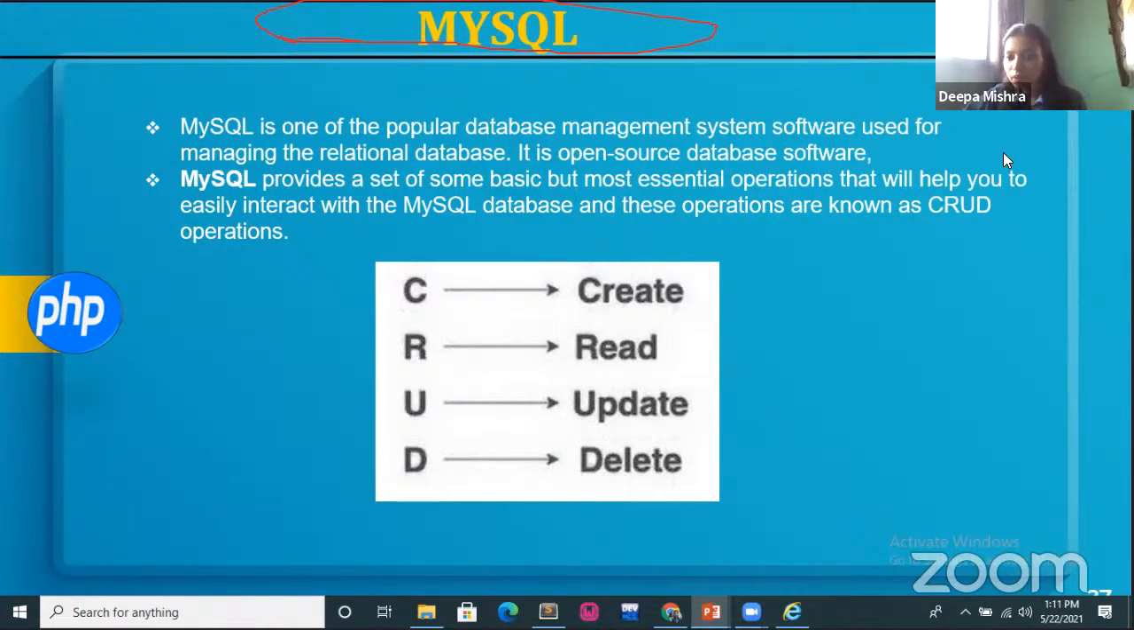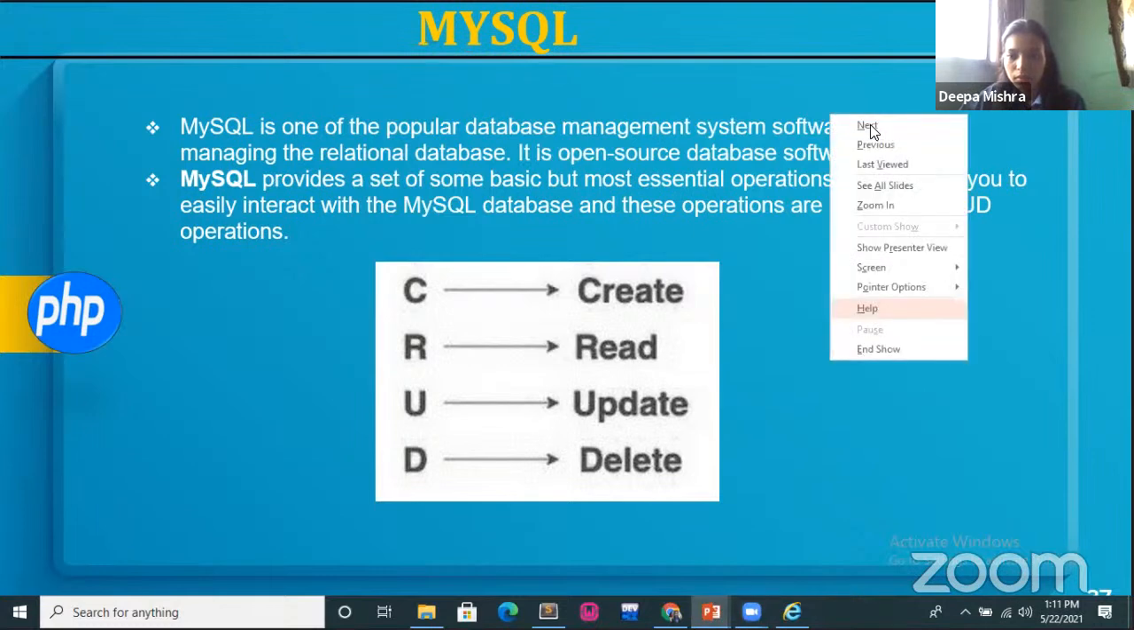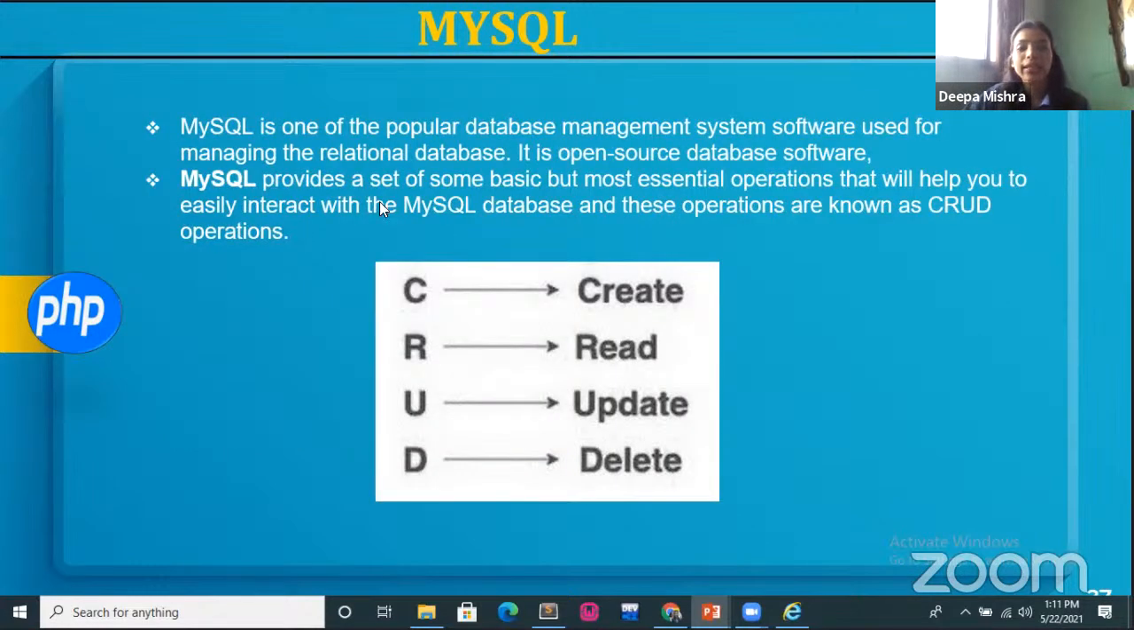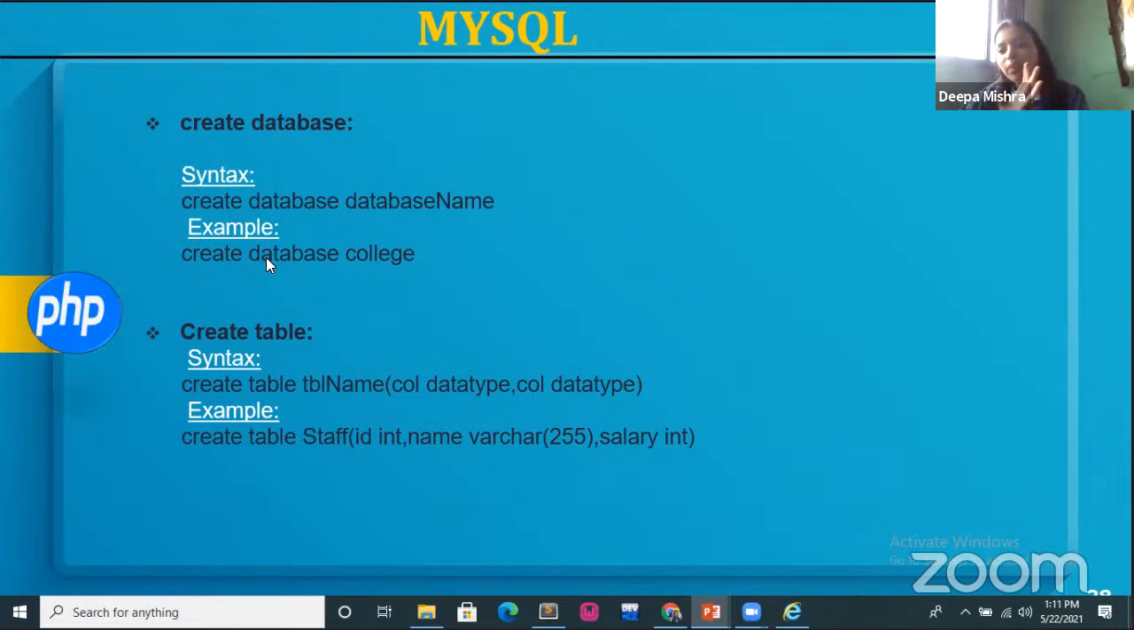Okay, so next, let's see the syntax of how to create a database. The syntax is create database and the database name. For example, if you want to create a database named college, what you have to do is just write create database college, and your database is going to be created.